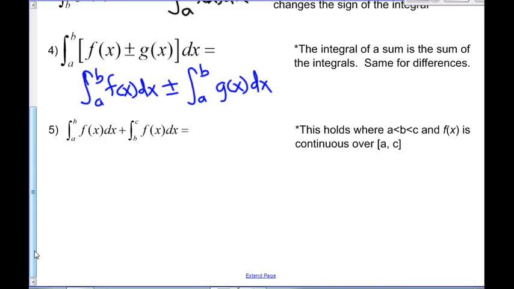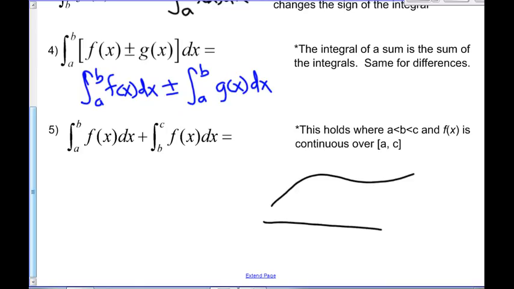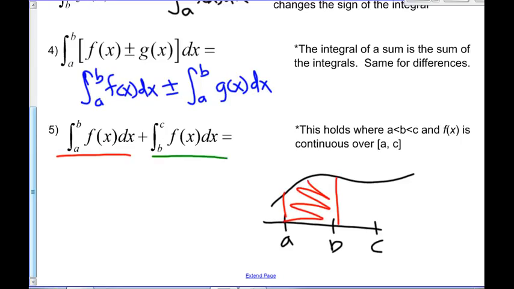If you have an integral that goes from a to b, and then you pick up and do from b to c. Well, let's think about that. Let's imagine a curve that happens to be all above the x-axis. This first part here would be equivalent to this area. This next part would be equivalent to this area. And what would you have in total? Well, if you add those two areas together, you would have the integral from a to c.